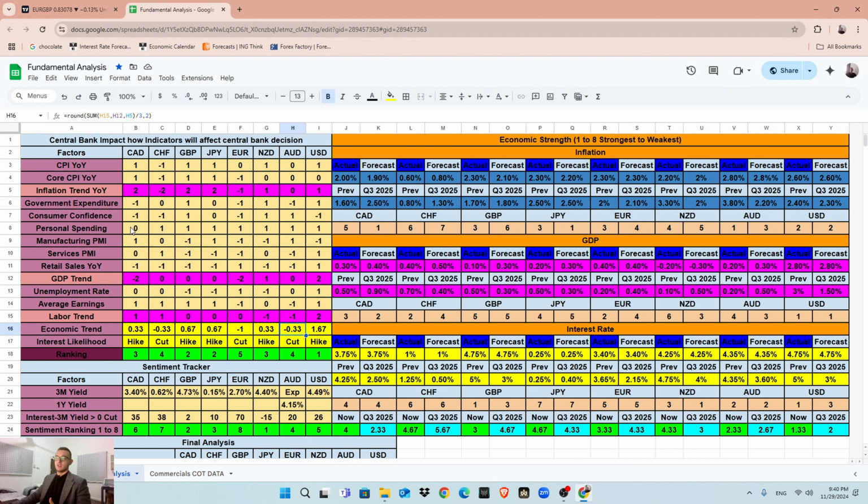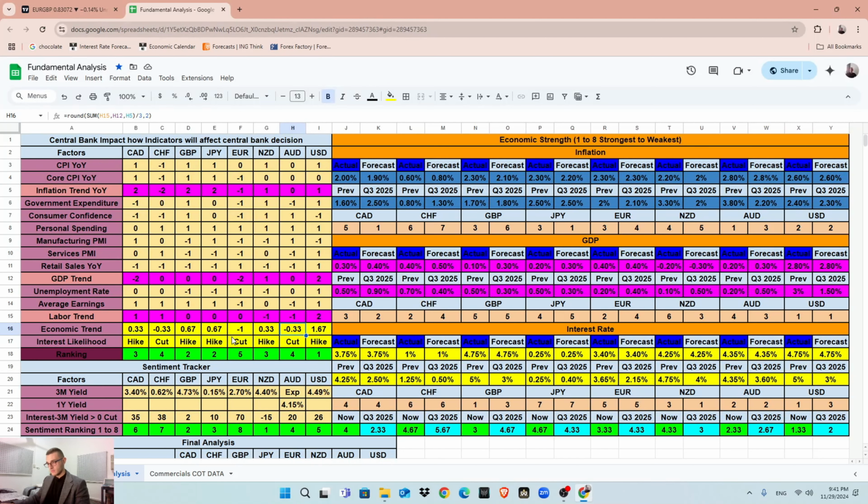Now, let's dive into the fundamental analysis. Again, how we rank the economic indicators is based on the forecast, whether it hit forecast or it didn't hit forecast, above it or below it, and how this is affecting the central bank decision. Okay, based on these indicators that I chose myself, I have whether the bank is likely to hike, cut or hold interest rate.